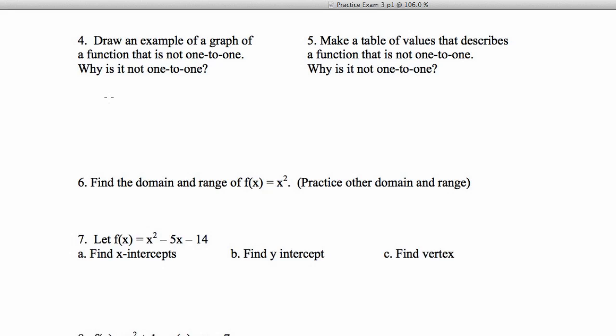When you're dealing with functions, in order for something to be a function, it has to pass the vertical line test. To be one-to-one, it has to pass the horizontal line test.